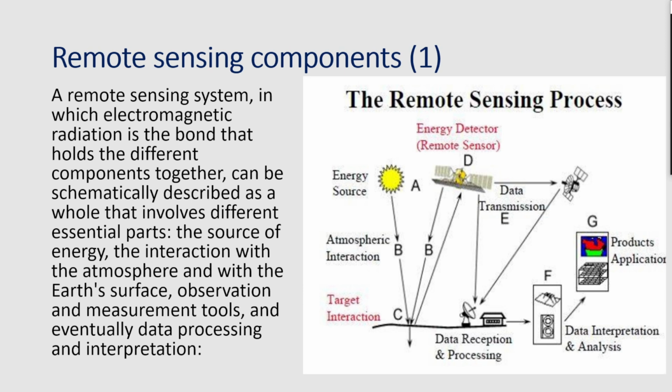Remote sensing components, 1. A remote sensing system, in which electromagnetic radiation is the bond that holds the different components together, can be schematically described as a whole that involves different essential parts: the source of energy, the interaction with the atmosphere and with the Earth's surface, observation and measurement tools, and eventually data processing and interpretation.